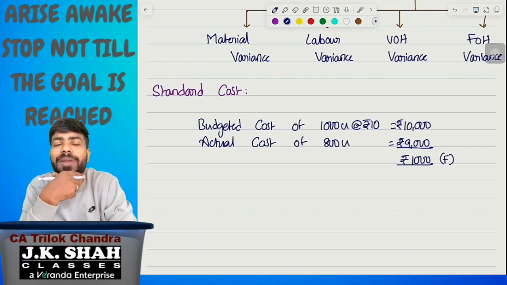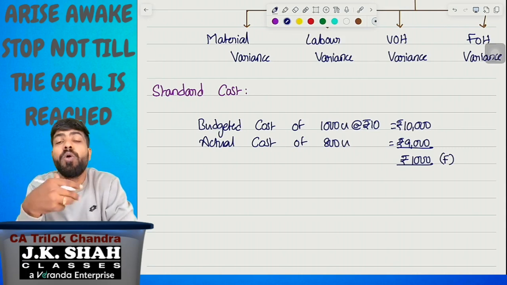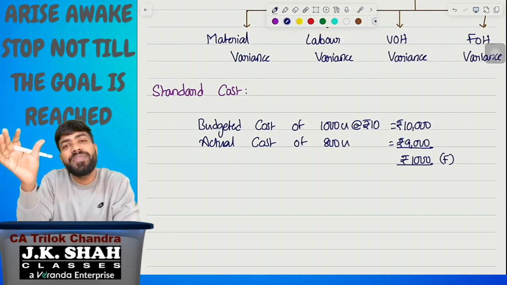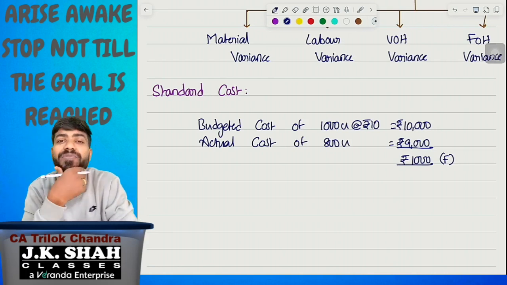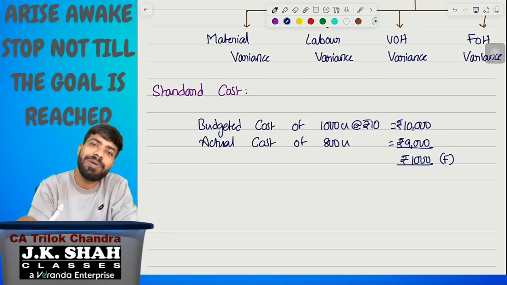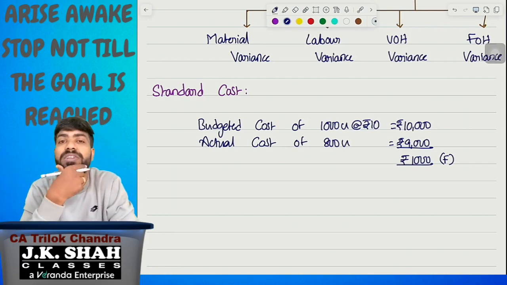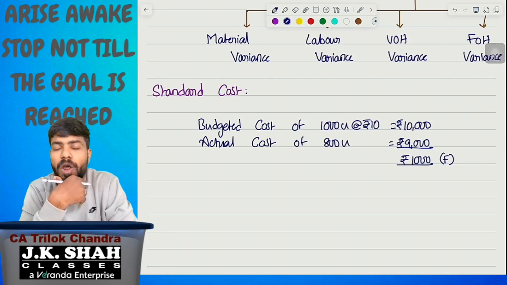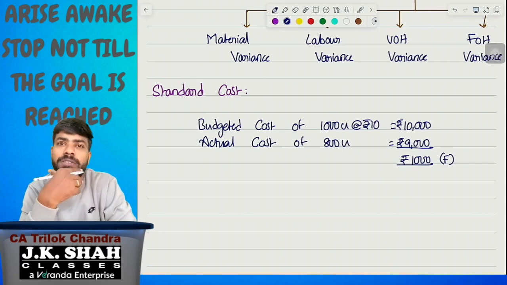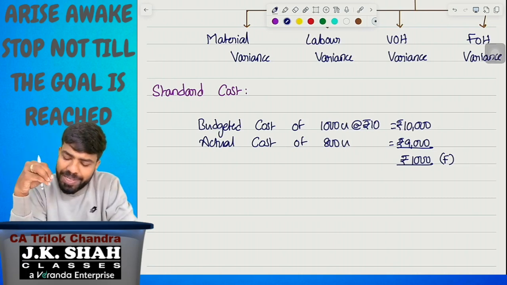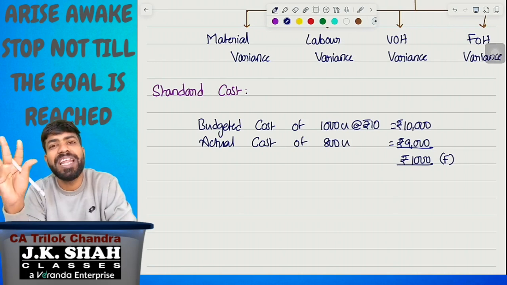Here we are going to use the terminology favorable and adverse. Favorable means the element which will increase the profit, we will take it as favorable. The element which will decrease the profit, we are going to take it as adverse. Profit increases means favorable, profit decreases means adverse. Based on actual profit increase or decrease, favorable and adverse. Here 1,000 rupees, I am reporting it as favorable to the management.